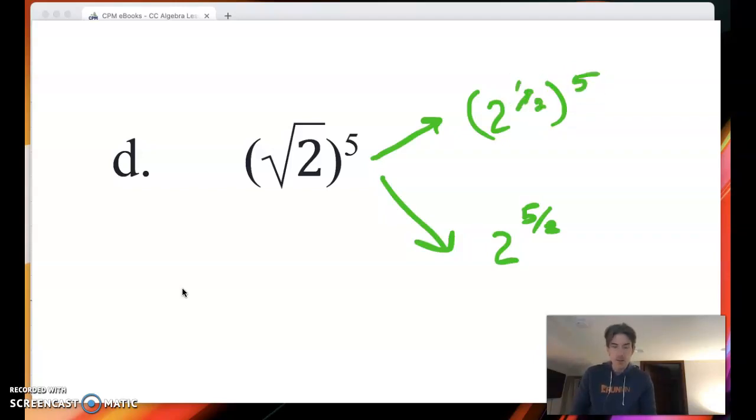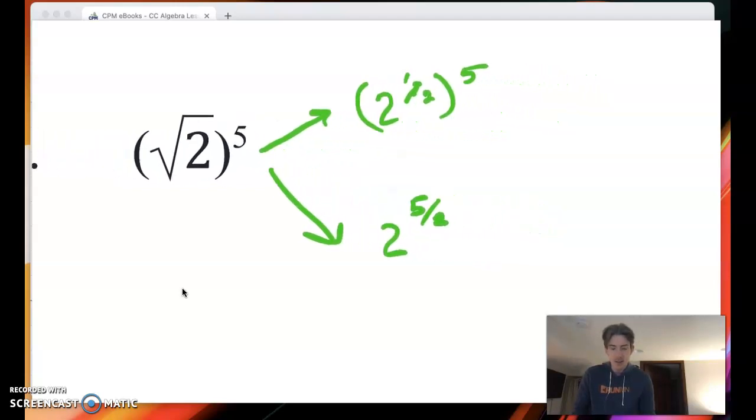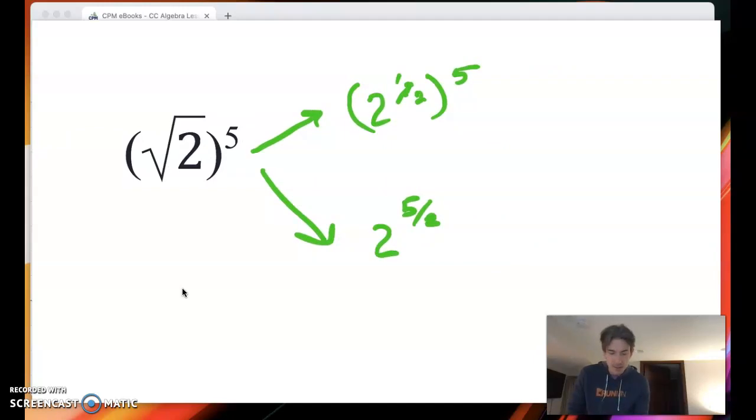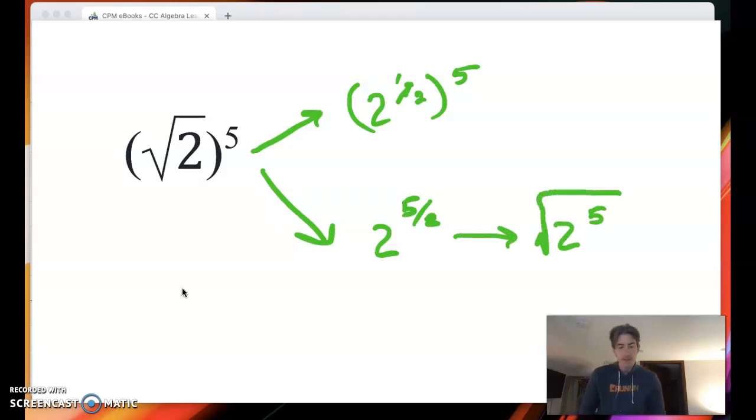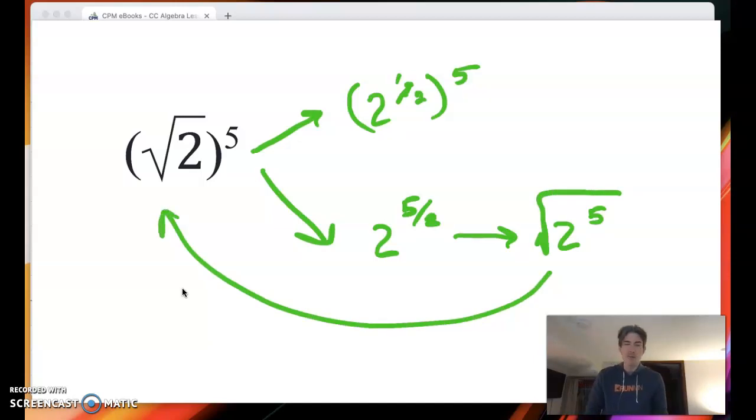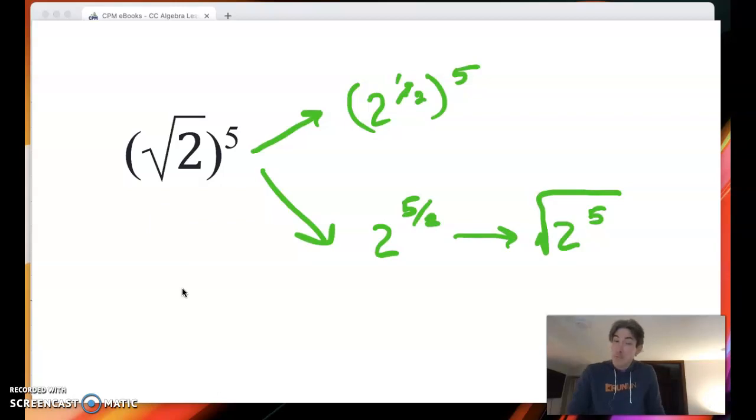Well, if I write it as 2 to the 5/2, could I change that? Sure. What if I did this? And I know what you're thinking. You're thinking, Anderson, that looks slightly different, but what did I change there? I changed something. I'm going to get the same answer, but I changed something.